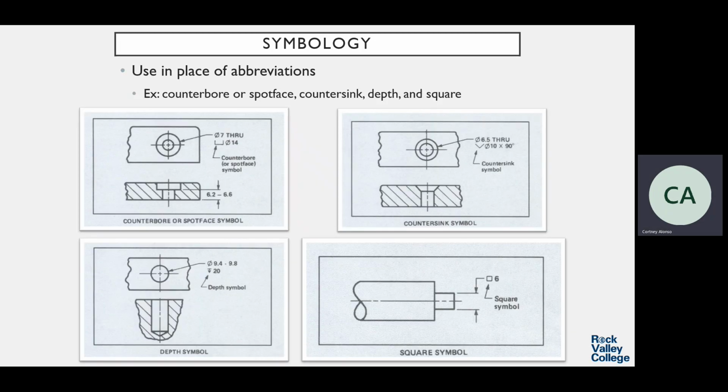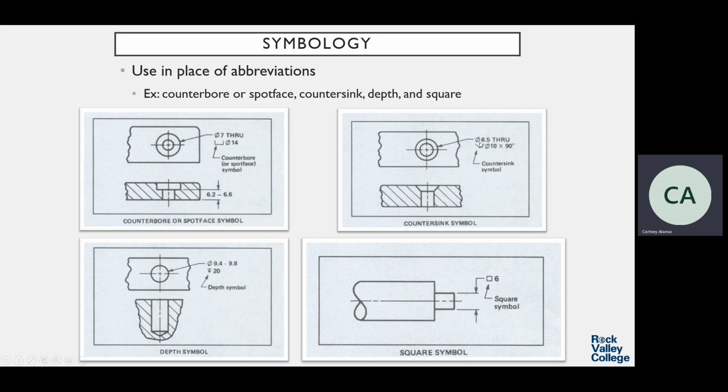Okay. All right. So symbology. This is just a comment here. You're going to start seeing symbols in place of acronyms. So counterbore, if you remember, that was CBORE, right? And a symbol for that is this square, half square, upside down, or U, or however you want to see it.